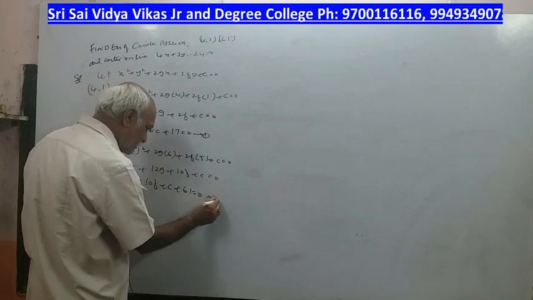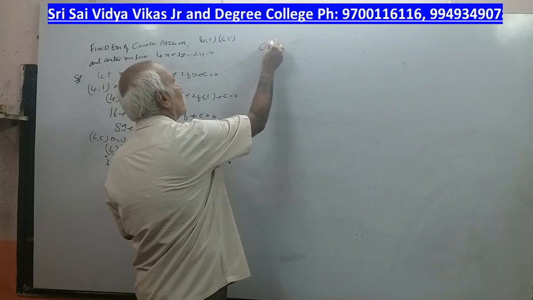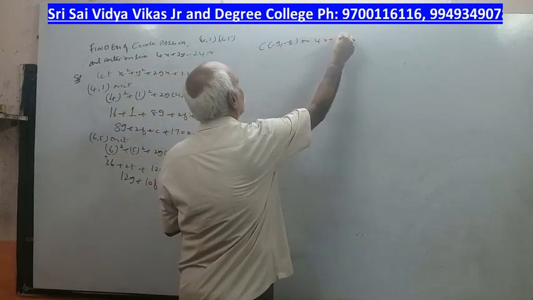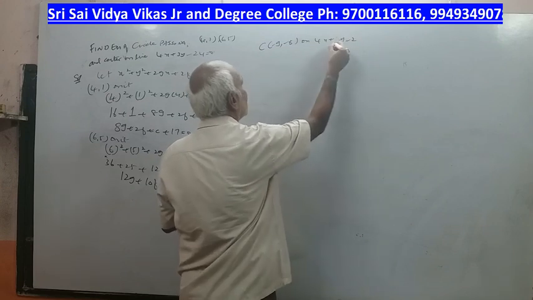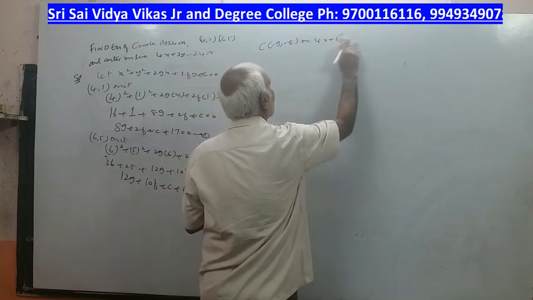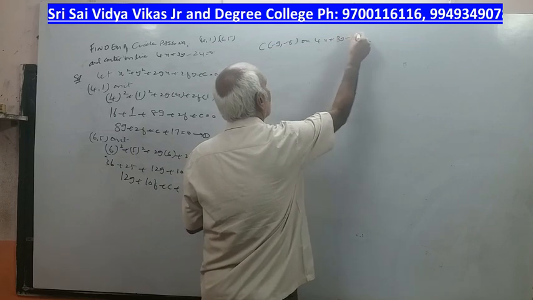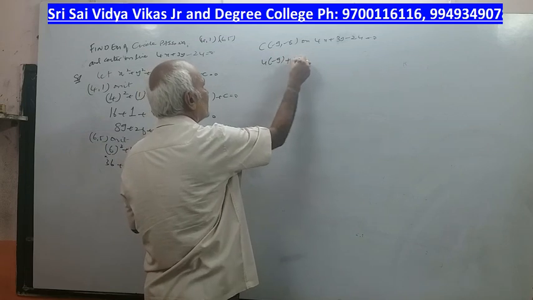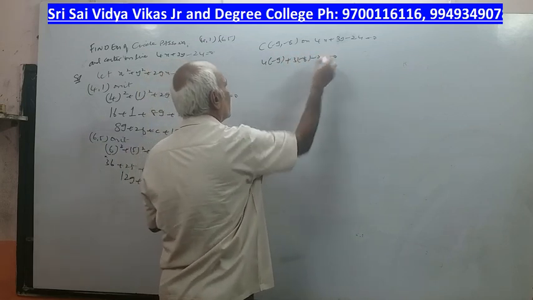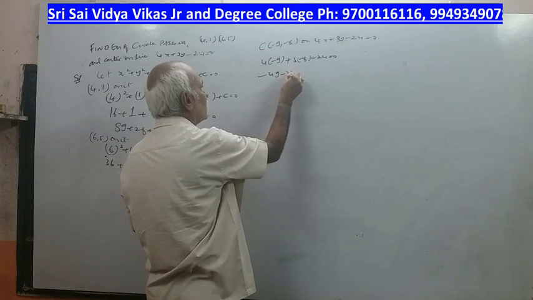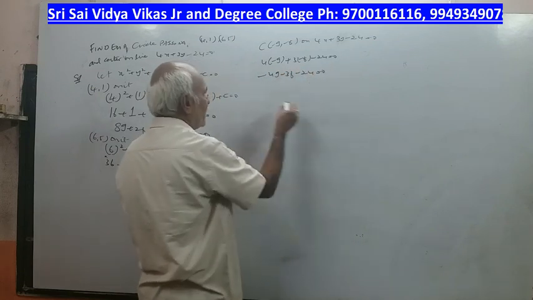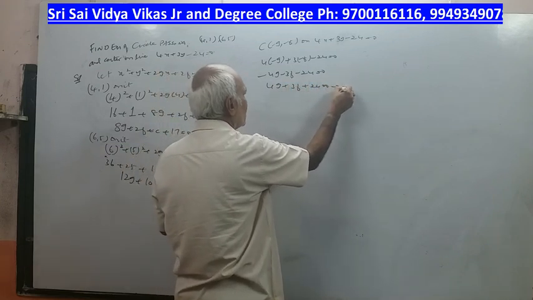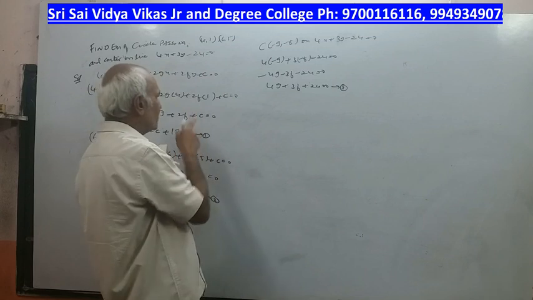Second equation. Now the center is minus g comma minus f on the line 4x plus 3y minus 24 is equal to 0. 4 into minus g plus 3 into minus f minus 24 is equal to 0. Remove the minus sign: 4g plus 3f plus 24 is equal to 0. Third equation. Okay, we have got the 3 equations.